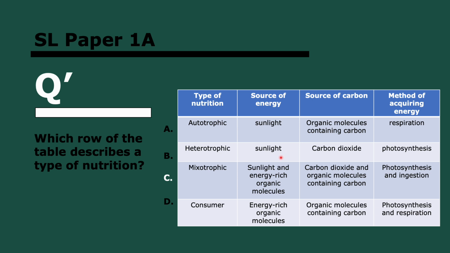We don't do photosynthesis. Mixotrophs, those can do heterotrophic nutrition as well as autotrophic nutrition. So it's correct. They can use sunlight, but also organic molecules from animals they eat as energy. They can use carbon dioxide from the atmosphere, but also organic molecules containing carbon from what they eat as a source of carbon. They do photosynthesis, but also they ingest, so they consume other animals. And then consumers, which are just a type of heterotroph, is incorrect because they don't do photosynthesis.